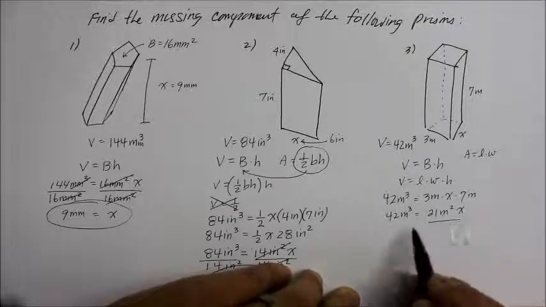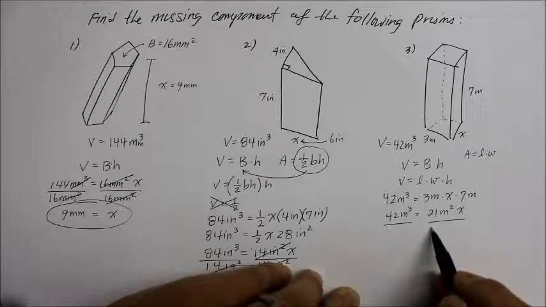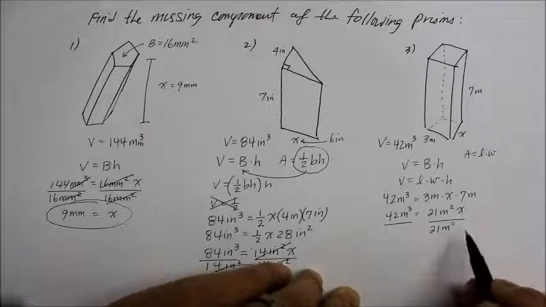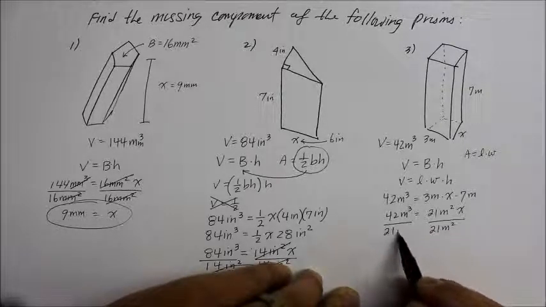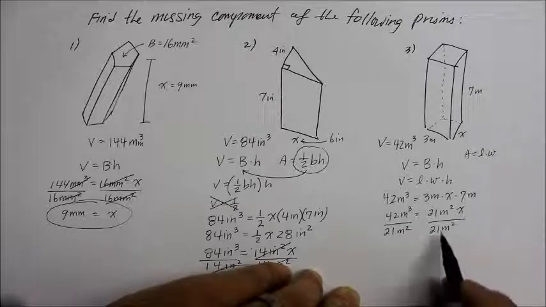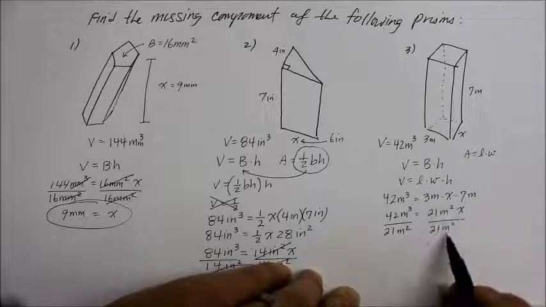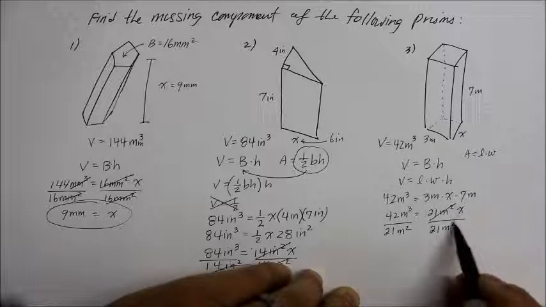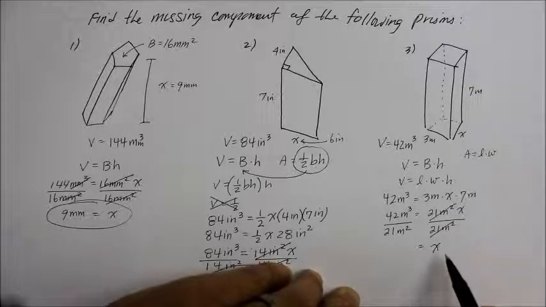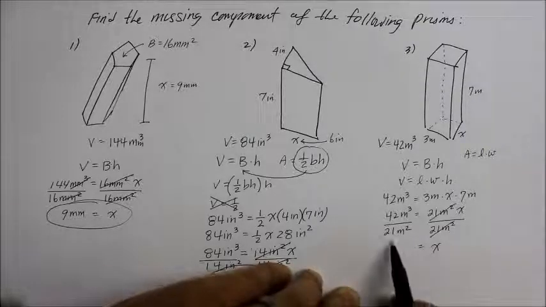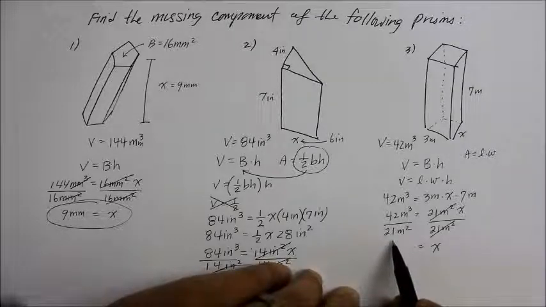And to do that, once again, divide 21 meters squared to both sides of the equation. Division property of equality, that is. So on the right side, 21 meters squared simplifies to become 1x, or just simply x. Now, 21 goes into 42. Guess how many? Yes, 2 times. 21 times 2 is 42.